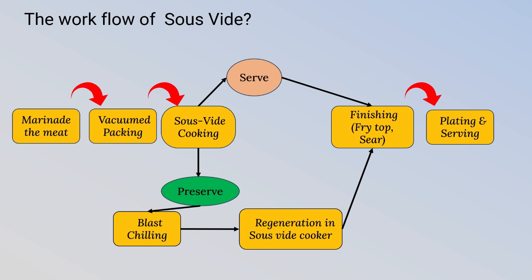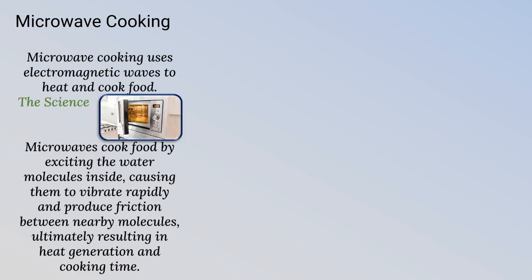Clear? Okay. Now we'll proceed to the next and our last point of discussion today, that is microwave cooking. What is this microwave? Though it is very common to many of us in our home style of cooking, microwave cooking uses electromagnetic waves to heat and cook food.